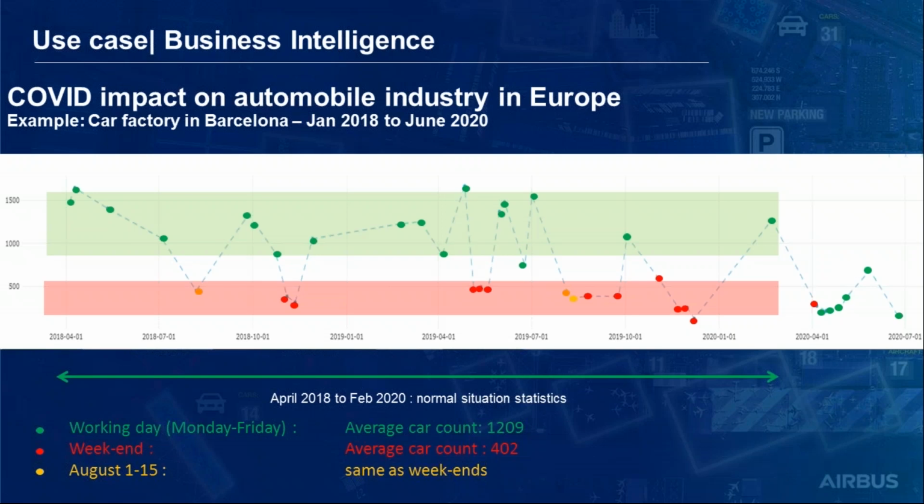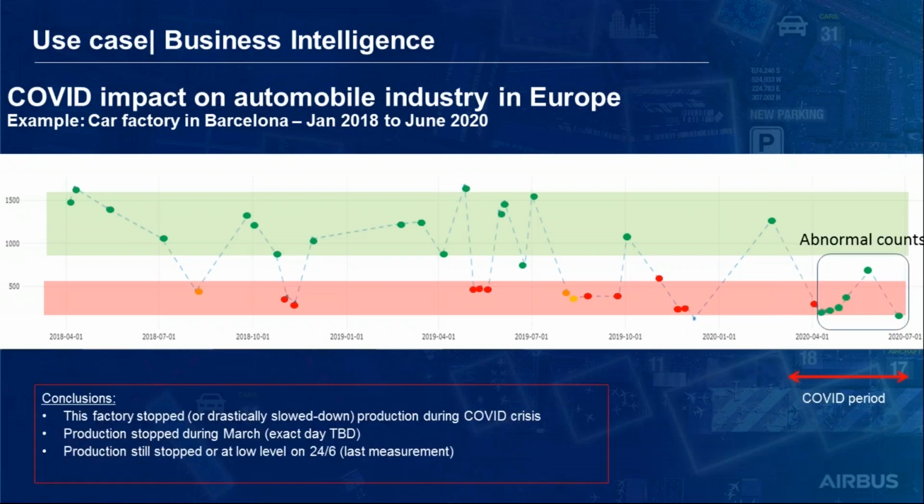By the way, we also discovered that during August 1 to 15, very likely the factory is closed because the number of cars is close to the weekend situation. So this gives us a first reference measurement for a normal situation. And now when we look at the next situation during the COVID period, what we can see is that we have a number of measurements that are in green, meaning they were taken on working days, but in fact they are at the level of the weekend standard period, showing that very likely there is little or no factory activity, or at least very little number of employees on the site.